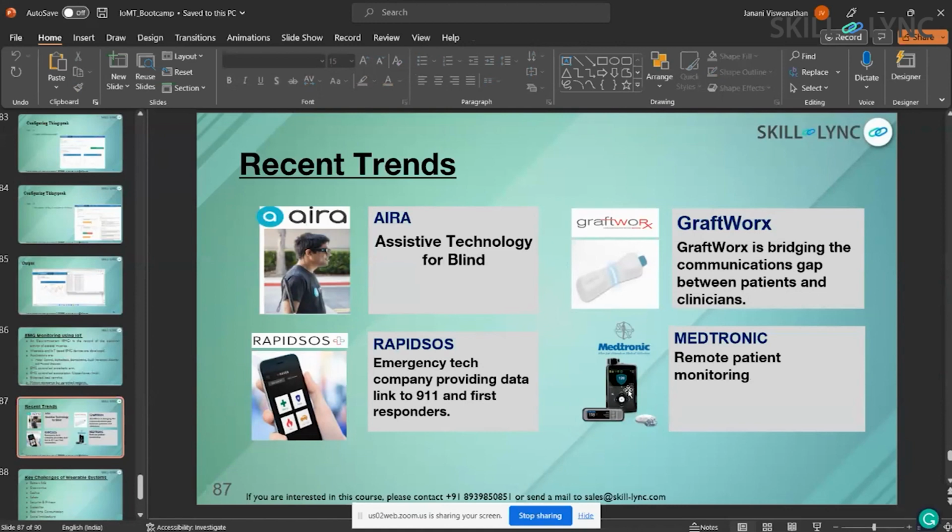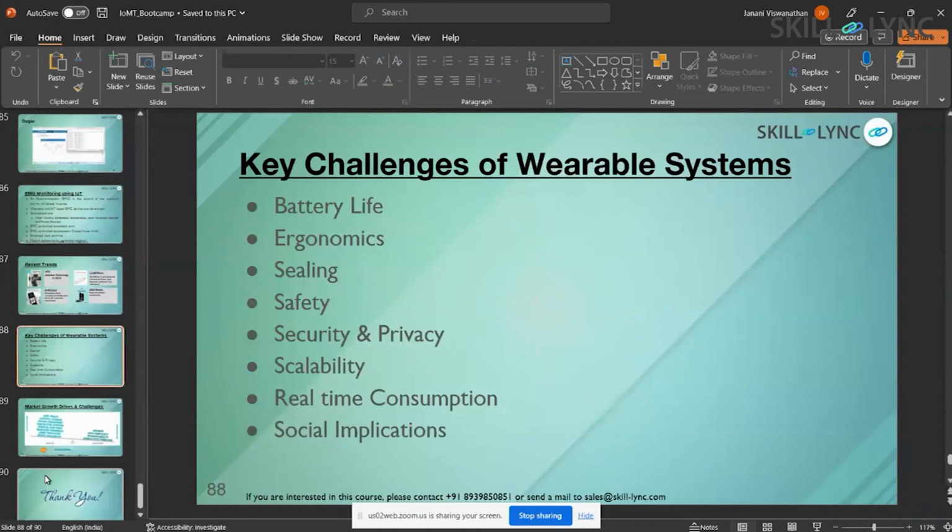One by Medtronic is used for remote patient monitoring, where you can do video conferencing and talk to the patients, all those things. So these are recent advancements, guys, happening in India. Talking about key challenges for wearable sensors, for sure one is battery life.